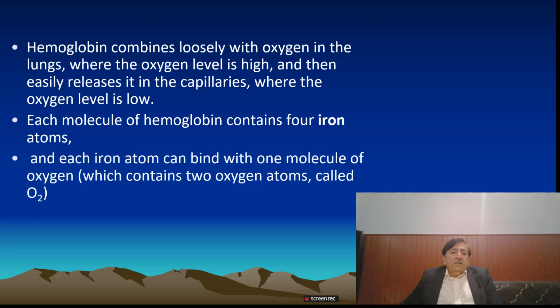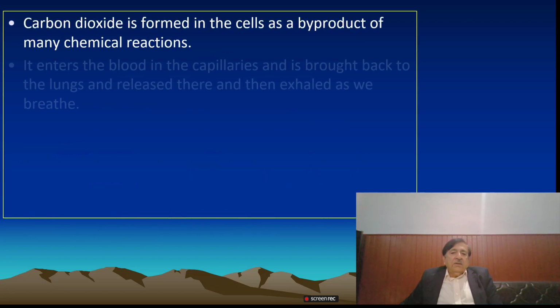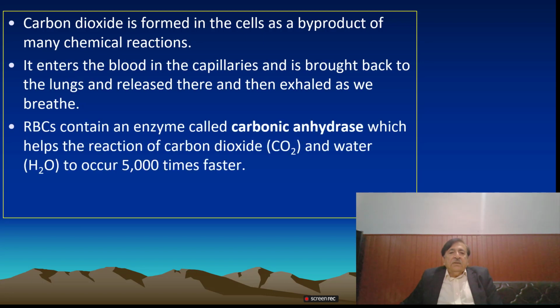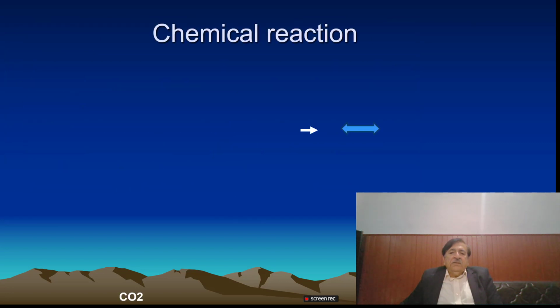Carbon dioxide is formed in the cell as a byproduct of many chemical reactions. It enters the blood in the capillary and is brought back to the lung and released there and then exhaled as we breathe. RBC contain an enzyme called carbonic anhydrase, which helps the reaction of carbon dioxide and water to occur 5,000 times faster. Carbonic acid is formed, which then separates into hydrogen ion and bicarbonate ion.